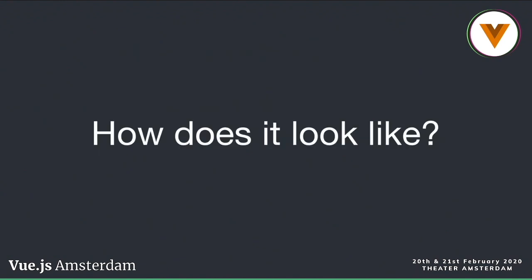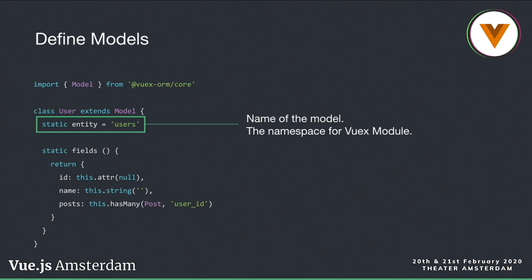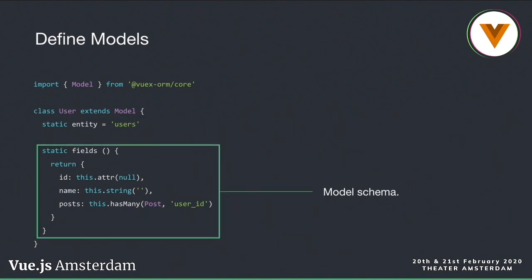So how does it look? It's an ORM, so you first have to define a model. In this example, you can see on the left side we have a user model. On the right side, you have a post model. Each model is defined as a class and extends the base model that's exported from Vuex ORM. And each model has to have 2 fields. One is a static entity. This is going to be the name of the model and the namespace for the Vuex module. And the second, you have fields. This is the schema of the model. In this case, this user has id, name, and posts.